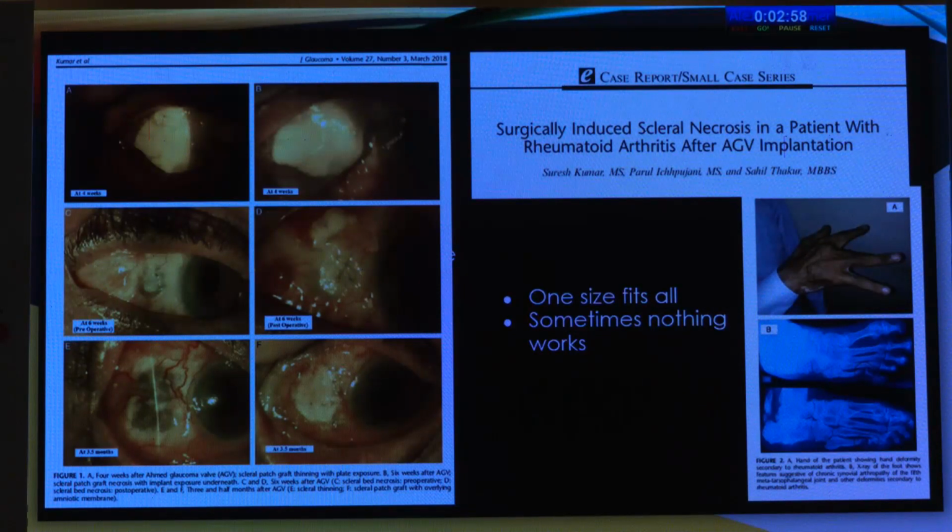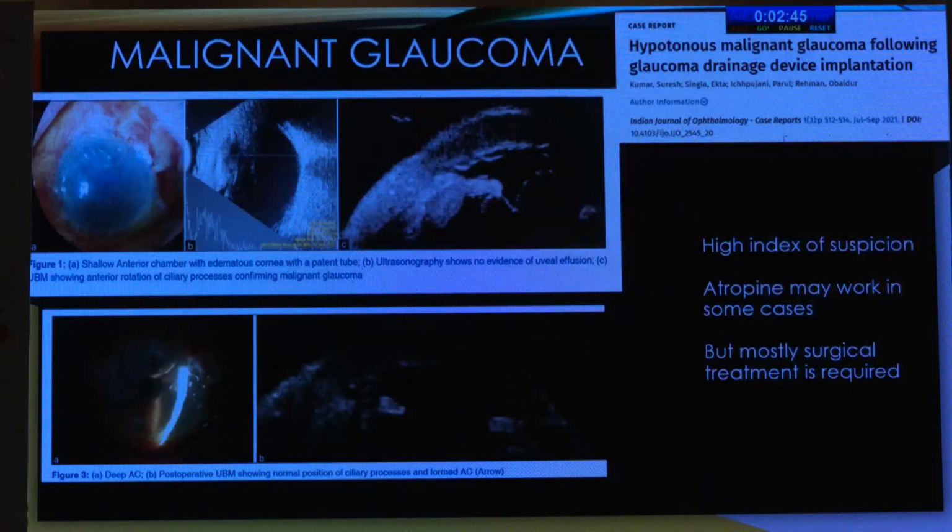So unfortunately, even with immunosuppressive azathioprine given systemically, and a scleral patch graft put two times, we were not able to salvage the vision in this patient. So we have to be really careful. If the patient has underlying collagen vascular disease, we should avoid implants in these patients.